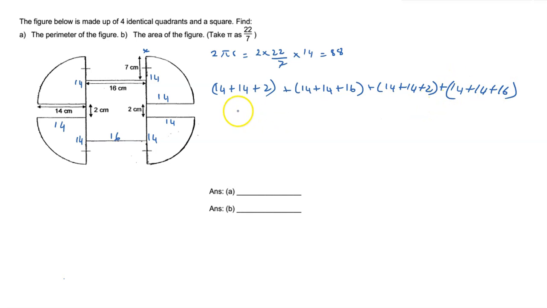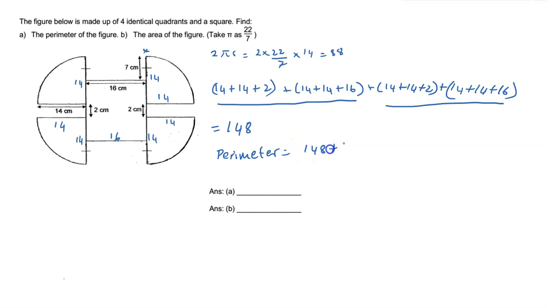Okay, now if you have realized that this and this is the exact same thing, so you can actually just put a big bracket and say times 2 if you so wish. Okay, and do not forget to add the 88 when you do your final calculation. So let's just add these 4 numbers, and what do we get? We get a total of 148. So our perimeter is 148 plus 88 is 236. So our answer will be 236 centimeters.